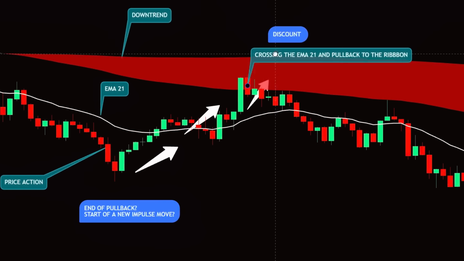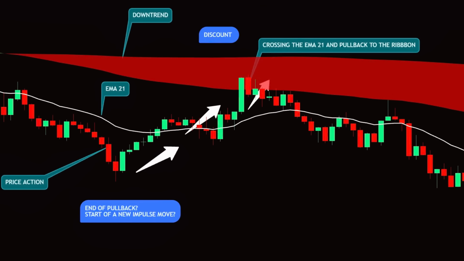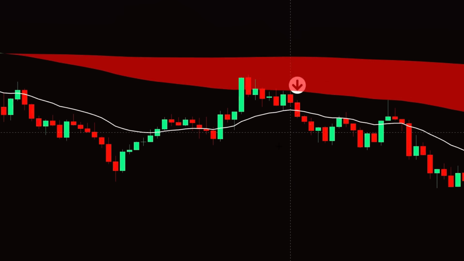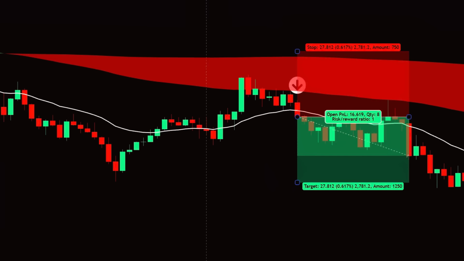That alignment tells us something important. The temporary buying pressure has faded. Sellers have regained control. The next bearish impulse is beginning. That's our short entry. Now let's talk about the stop loss.